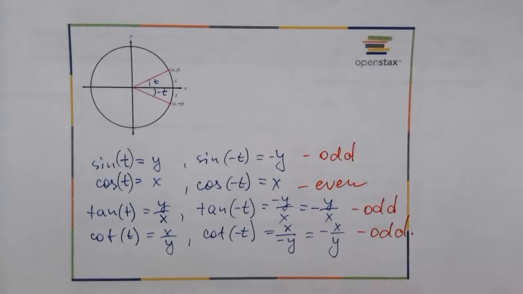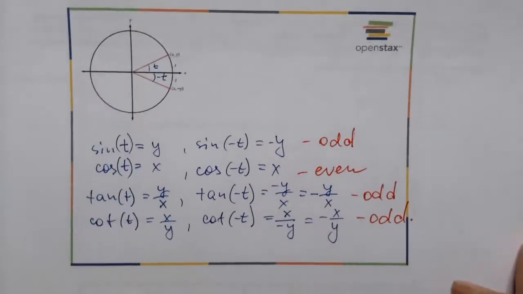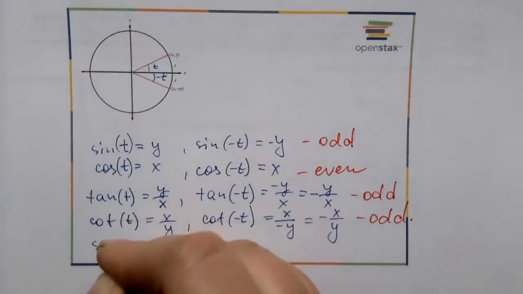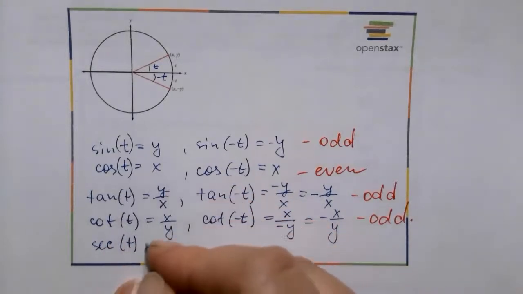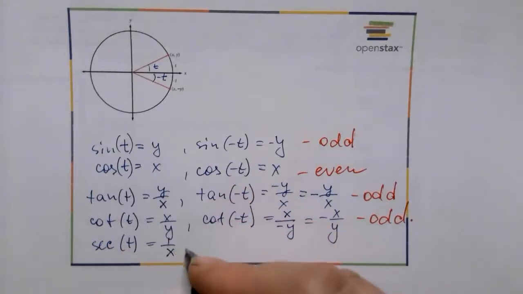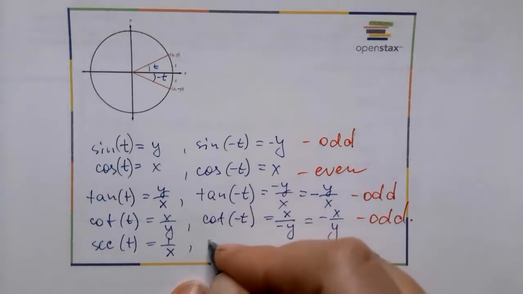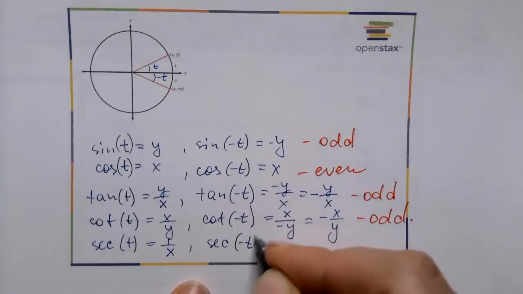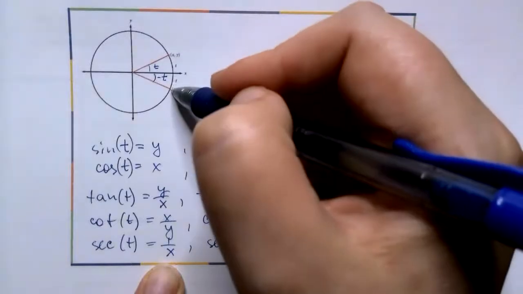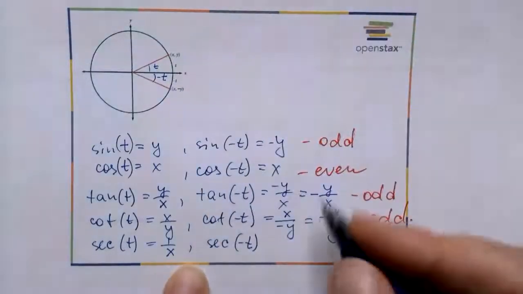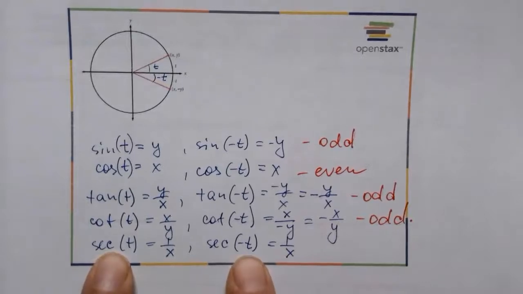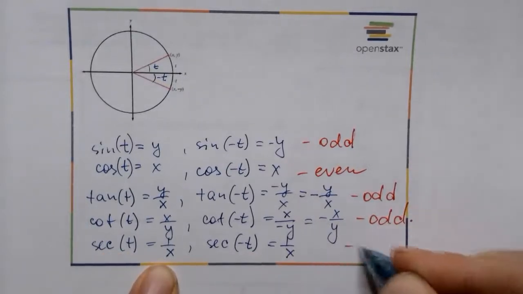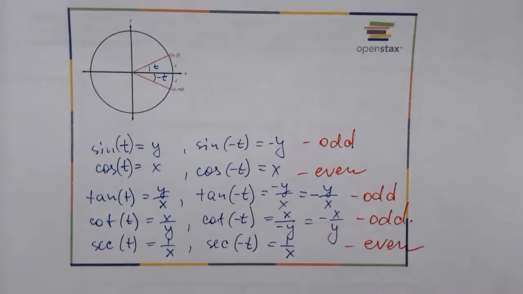Well, let's examine secant and cosecant. So secant function is 1 over cosine, right? So it's 1 over x. Okay, and for the negative t, the x value is the same. It's positive, so it's 1 over x. So opposite inputs, the same output. That's an even function.